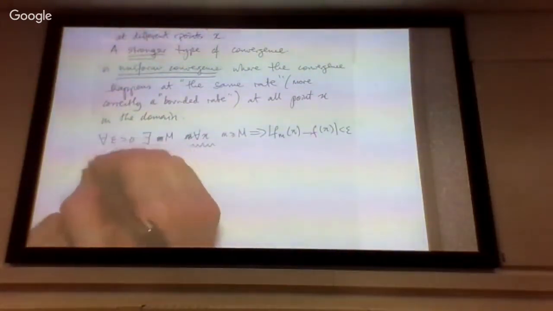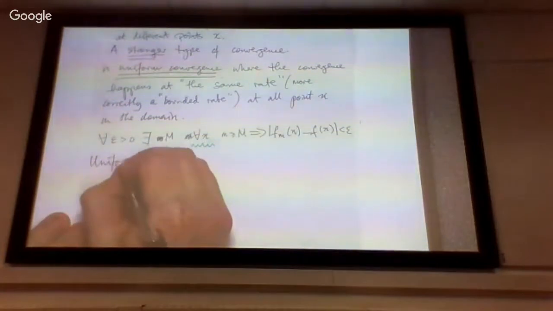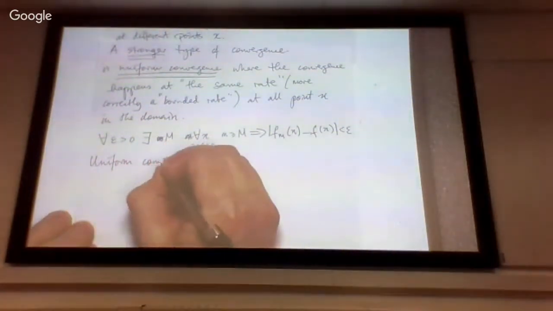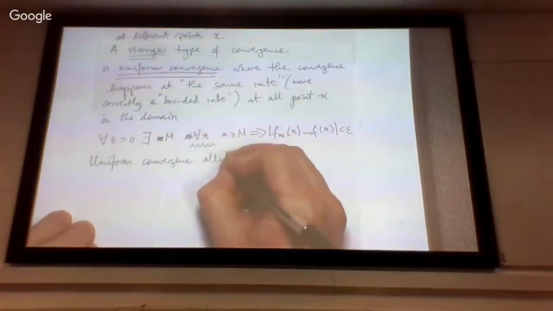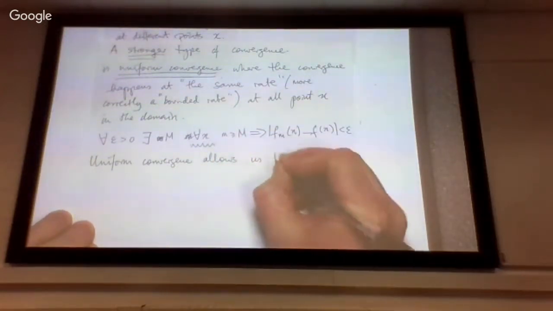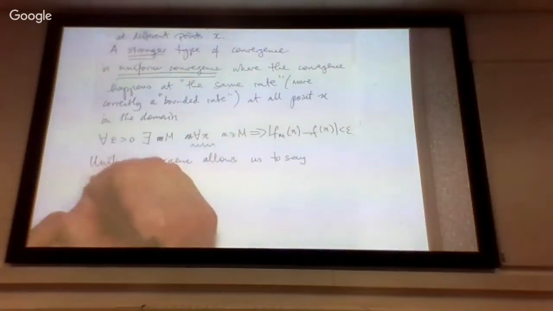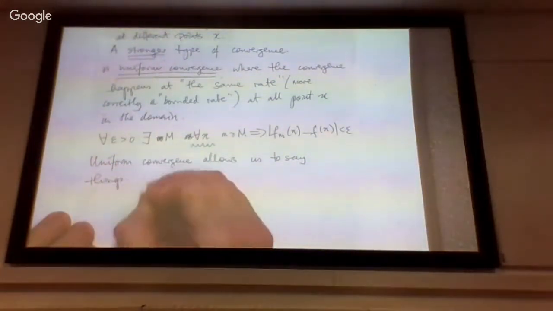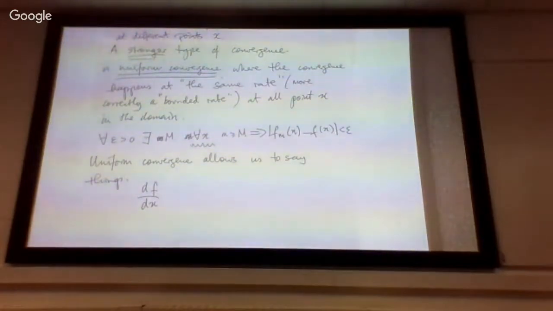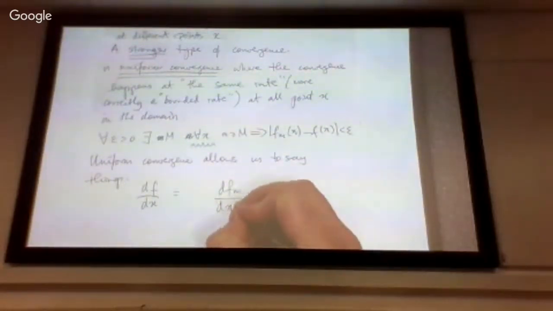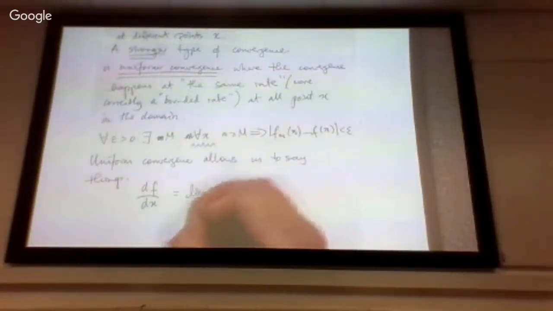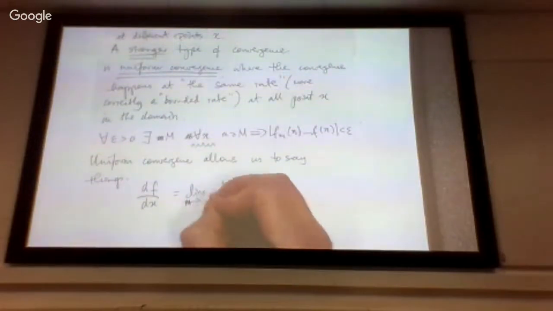Now, uniform convergence allows us to say things like that if we want to differentiate the limit function, we can do that by differentiating the sequence functions and taking the limit as n goes to infinity.